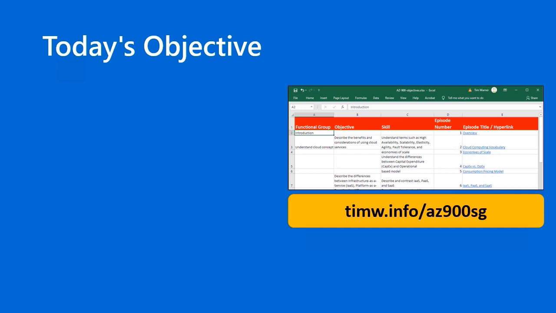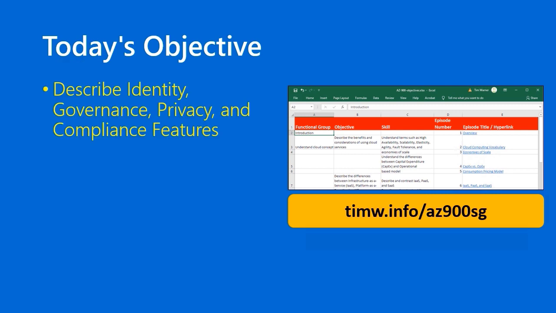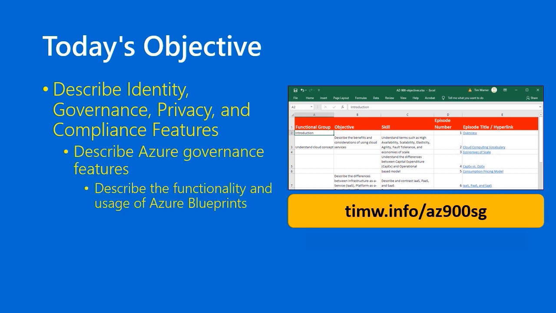Our lesson today, as usual, comes from the Microsoft Azure Fundamentals Exam AZ-900 Objective Domain. Today we begin with the functional group Describe Identity, Governance, Privacy, and Compliance Features, pass through Describe Azure Governance Features. Our specific skill today is called Describe the Functionality and Usage of Azure Blueprints.